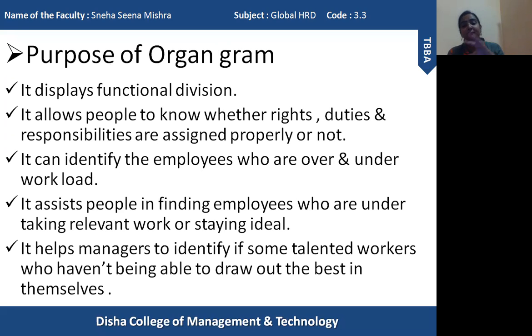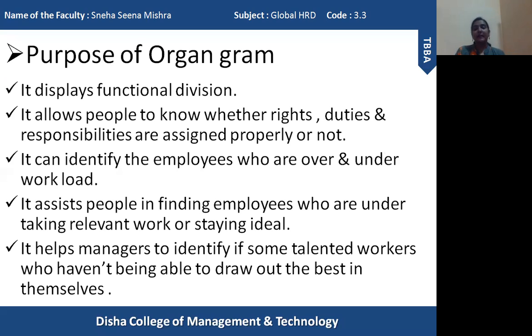If that level of authority is not assigned to that position, then the person in the position of CEO cannot manage the entire organization. So it clearly defines whether these things are assigned properly according to the contribution of the job to the organization. These things must be assigned. Okay, so this represents whether they have assigned the right type of duties and responsibilities to the job or not. Clear? The next one is it can identify employees who are over and under workload.